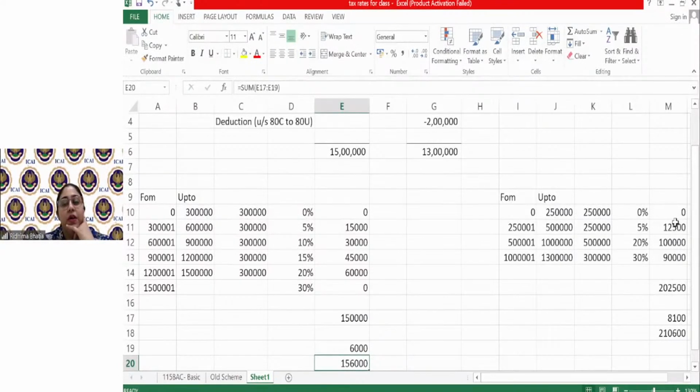Here on the first 2,50,000 nil, next 2,50,000 5%, next 5 lakh 20%, and next 3 lakhs which is above 10 lakh 30%. The tax comes to 2 lakh 10,600. So you are almost saving approximately 50-60,000 if you go for the new scheme, even if the income is higher. So it is not mandatory that higher income means higher tax. Okay?